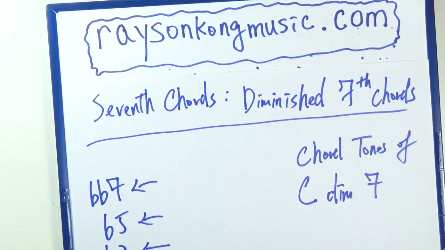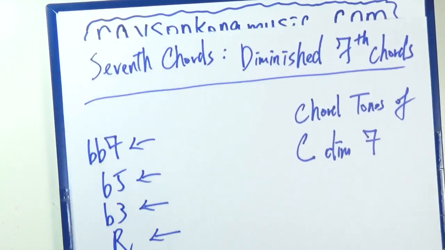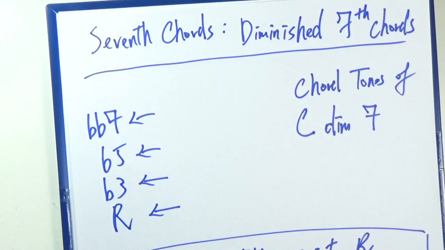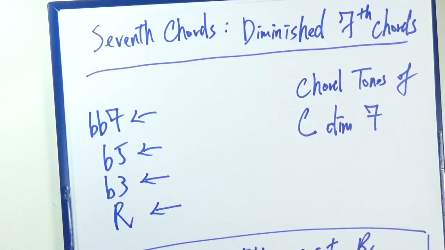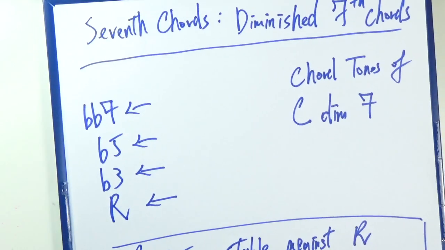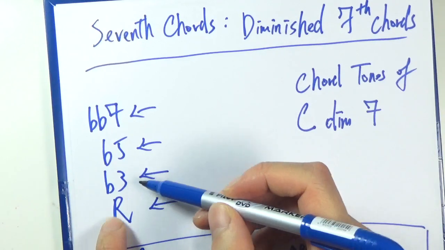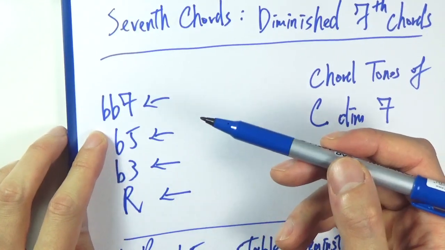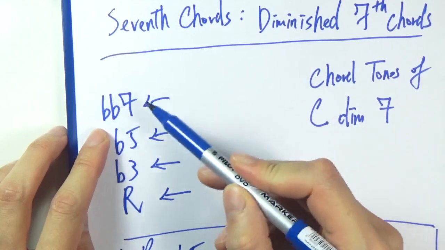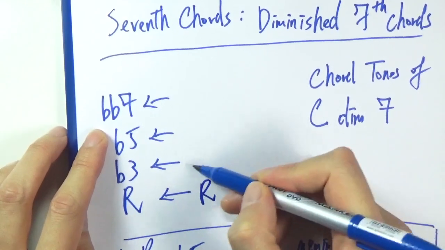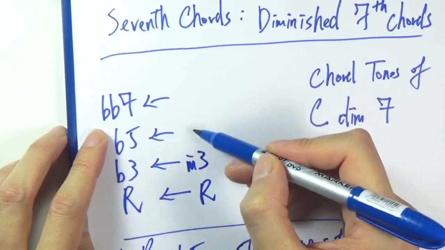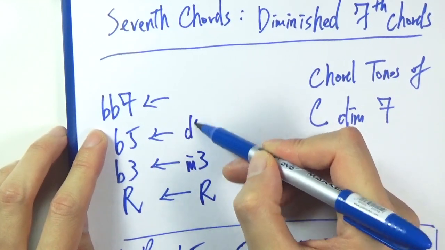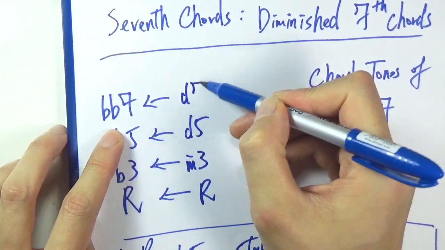Today we'll discuss diminished 7th chords. The name of the diminished 7th chord suggests that it is probably very dissonant sounding, and it is. But first, let's take a look at its constituent chord tones. We have the root, flat 3, flat 5, and a double flat 7. So lots of minor intervals and even a diminished interval here. So this is root, minor third, this is diminished fifth, and then this is diminished seventh.